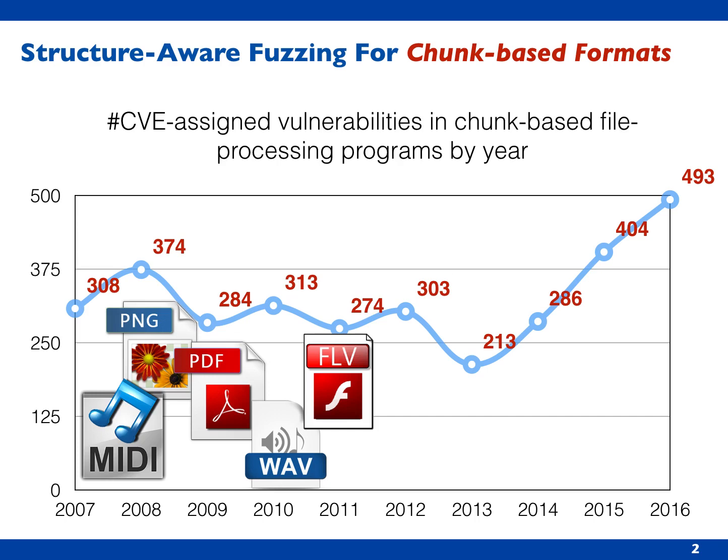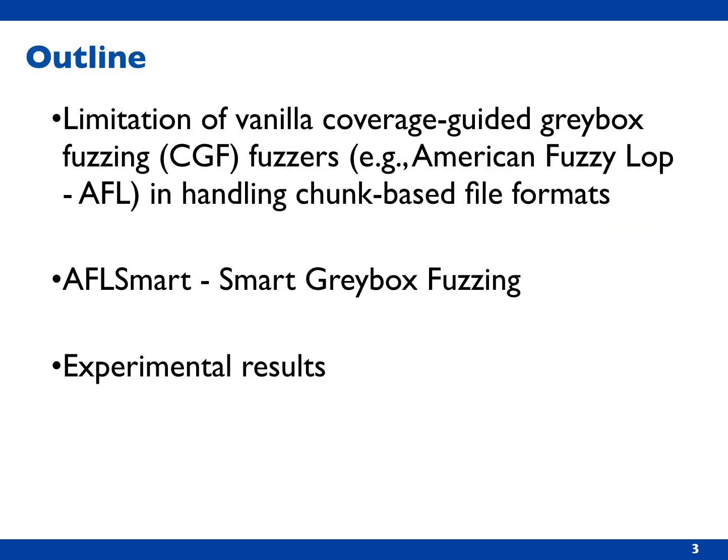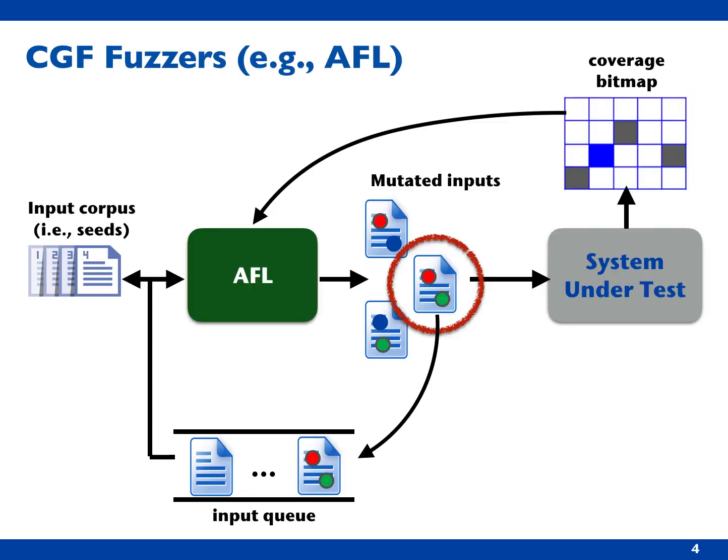Our findings show that there are hundreds of CVEs found in programs taking chunk-based files every year, and the number keeps increasing. In today's talk, I will first identify the limitation of the current Greybox fuzzing approach in handling chunk-based file formats. Secondly, I will present the smart Greybox fuzzing approach and the tool that we implemented. Lastly, I will talk about some experimental results showing the effectiveness and efficiency of our approach.